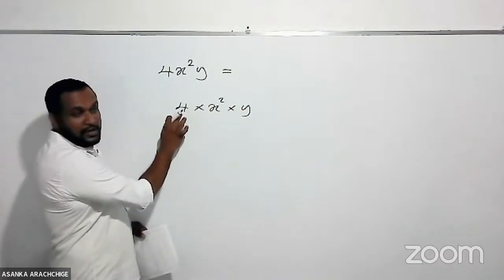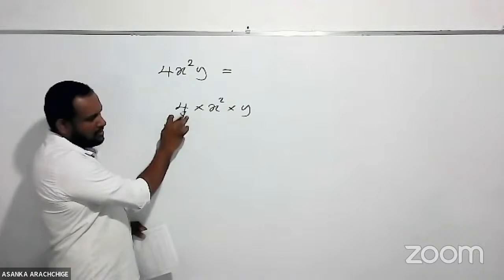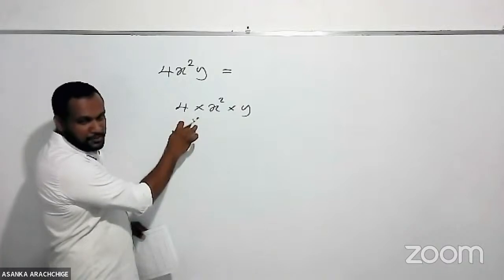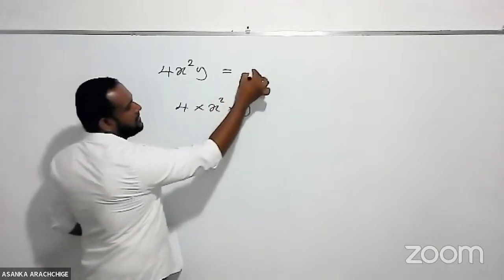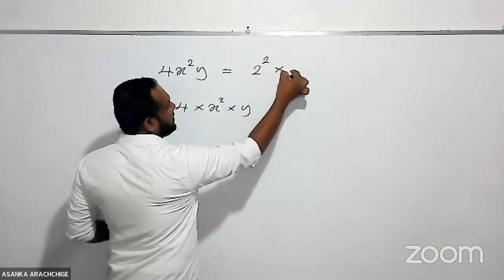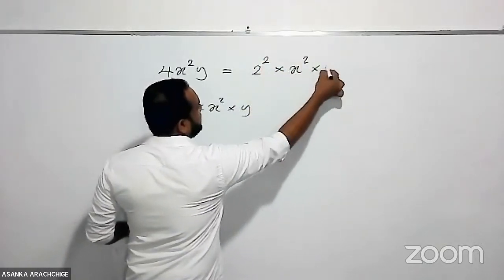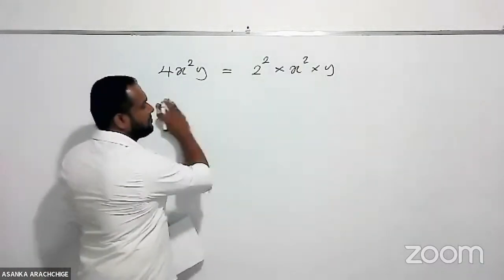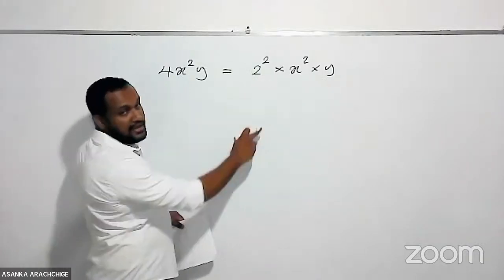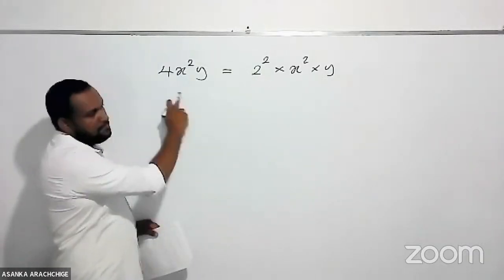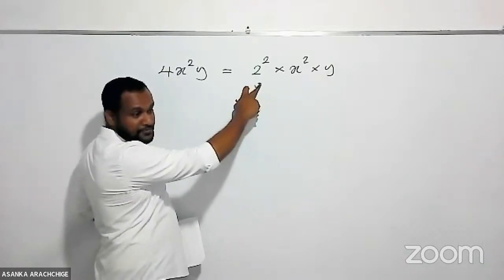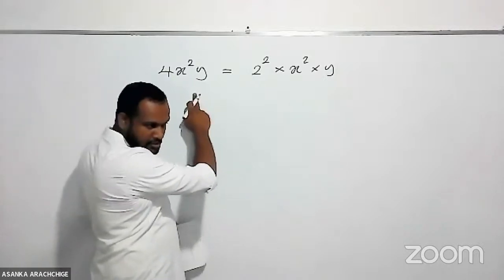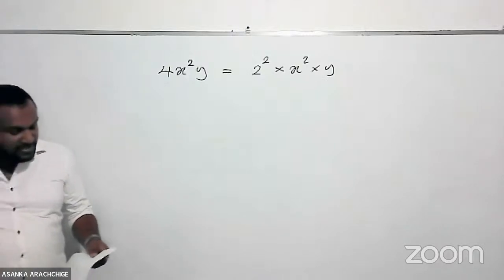You know 4 is not the simplest factor because 4 is not a prime number. And 4 means 2 times 2. Therefore, as a power, that is 2 to the power 2 into x squared into y. What have I done here? I have written this expression as a product of powers of its simplest factors. Understood? Right.